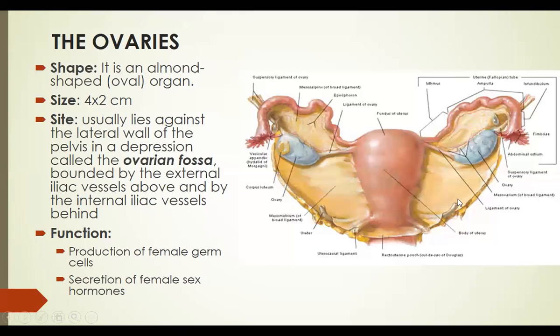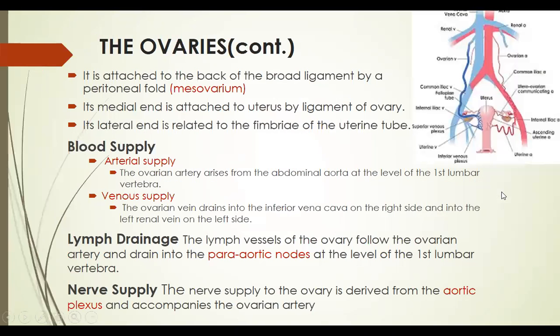Meso part of the broad ligament. This whole thing is the broad ligament, and the fold which will be holding the ovaries will be called the mesovarium. Its medial end is attached to the uterus by the ligament of the ovary, and its lateral end is related to the fimbria of the uterine tube.